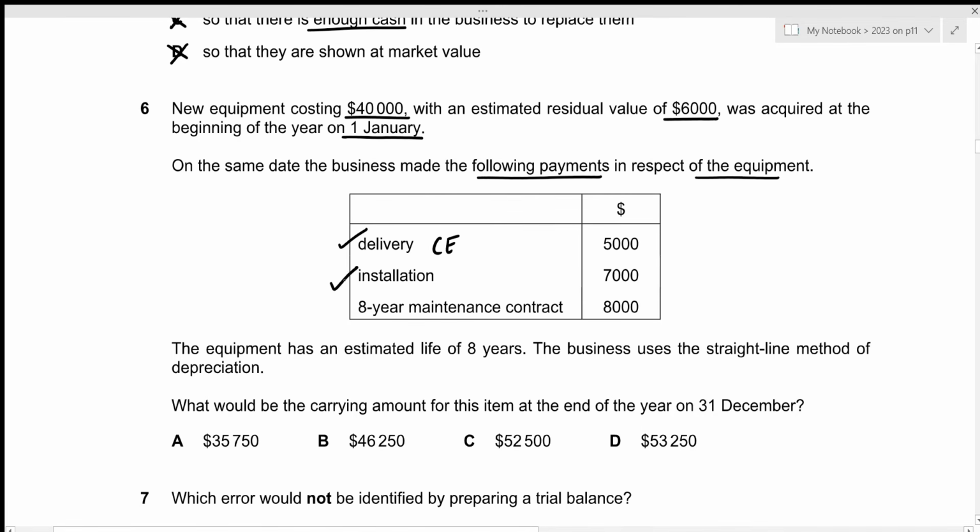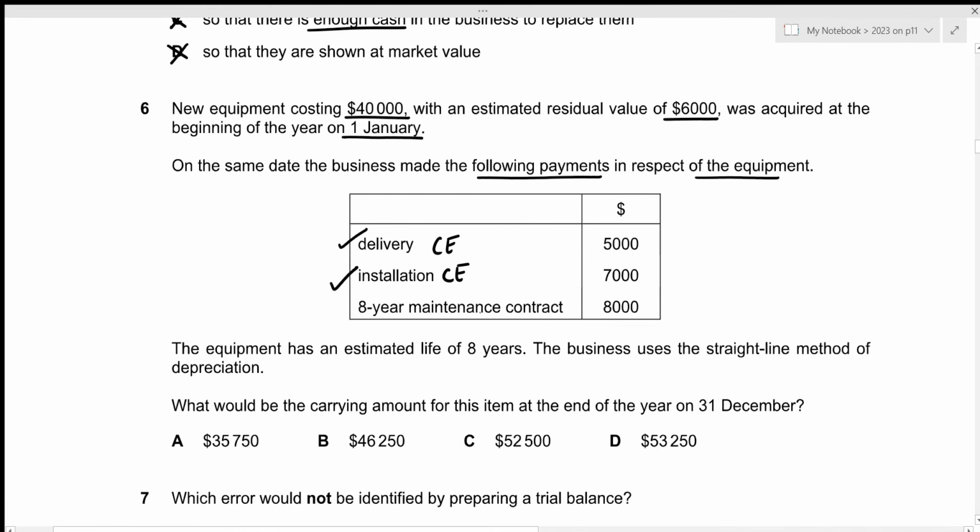Then we have the installation. Again, that's the same thing. This is our capital expenditure. And remember, the capital expenditure will be included as part of the cost of the non-current asset. So our delivery cost as well as the installation cost should be included as part of the cost of the new equipment. Then we have the 8-year maintenance contract.